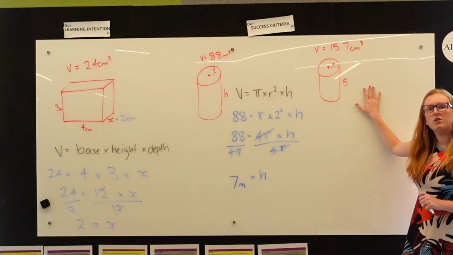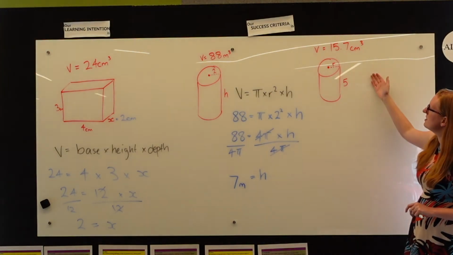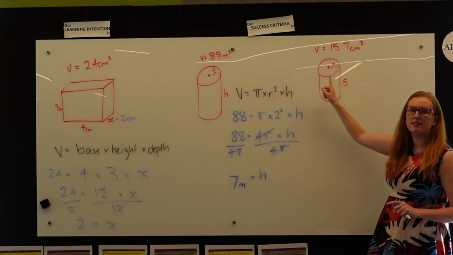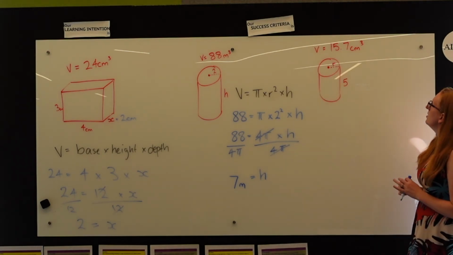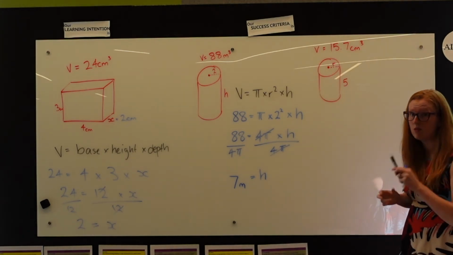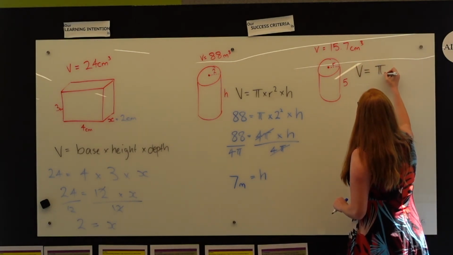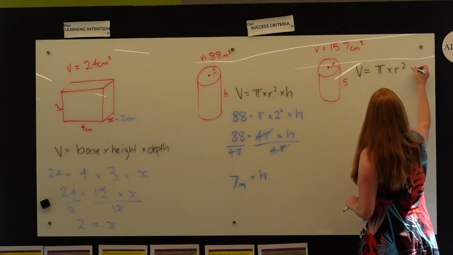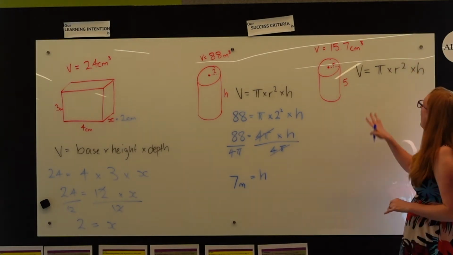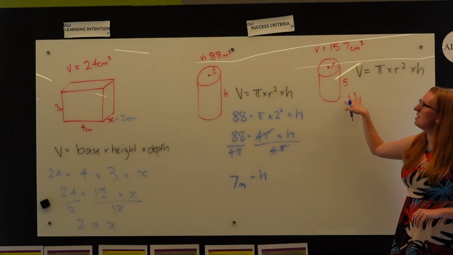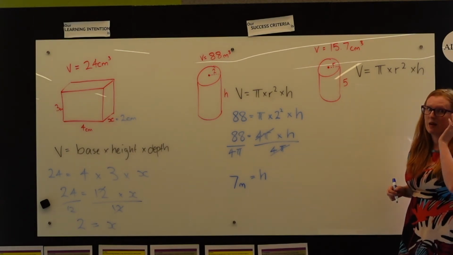All right, let's have a go at this one here. So another cylinder, but this time we're missing the radius and we're given the height. So as always, start with your formula. So volume is equal to pi times the radius squared times the height. Okay, so now I'm just going to put these numbers into my formula and see what happens.